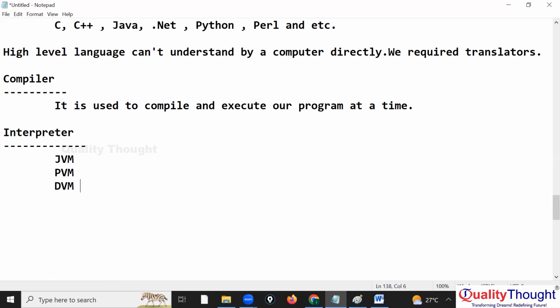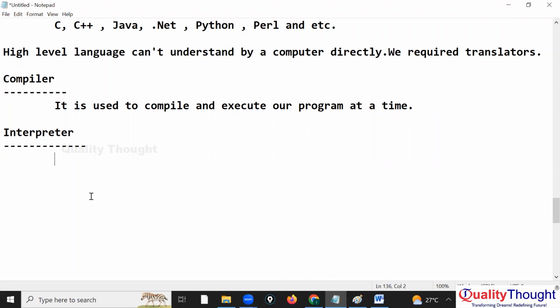So like this, virtual machines are available, guys. Understood my point now? So tell me, in Java, who will run the program? Who will execute the program? JVM. JVM is responsible. Compiler will compile the code. JVM will execute the code. So JVM is an interpreter.